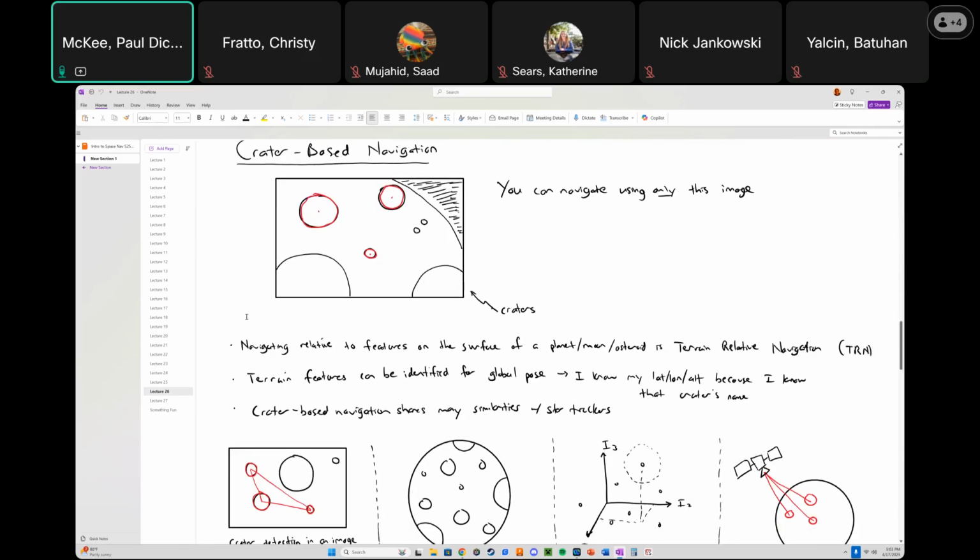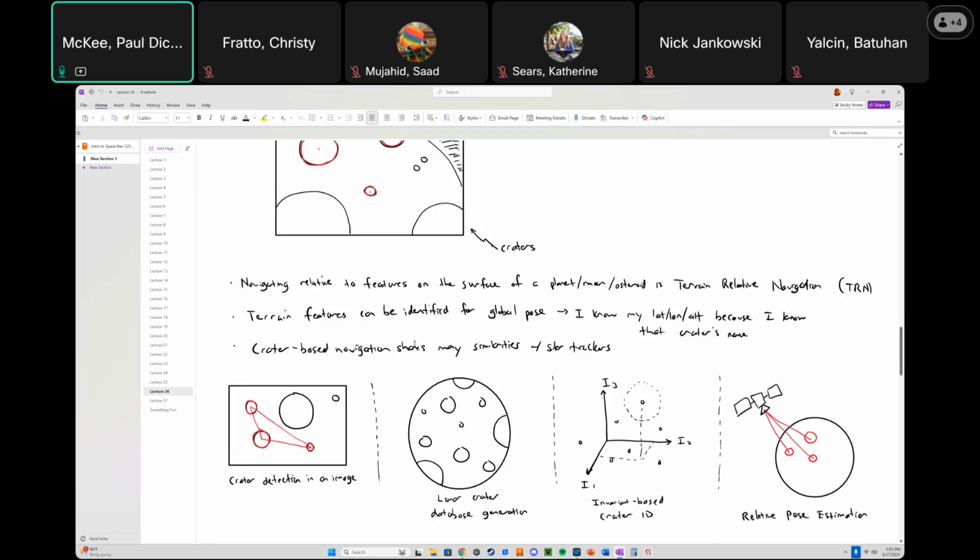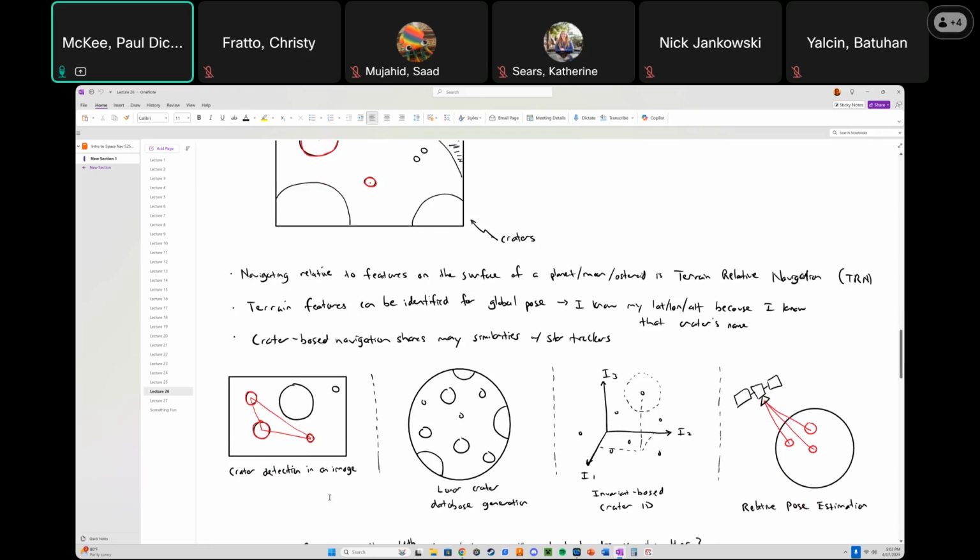For those of you that are doing homework 7, crater-based navigation, we started by just talking about, okay, if you have an image of the surface of the moon, you can identify craters and use those to navigate. Here's the 4 big steps. And we notice that they look a little bit like the steps of a star tracker if you squint. So the first is crater detection, which kind of mirrors the image processing that's done on board a star tracker.